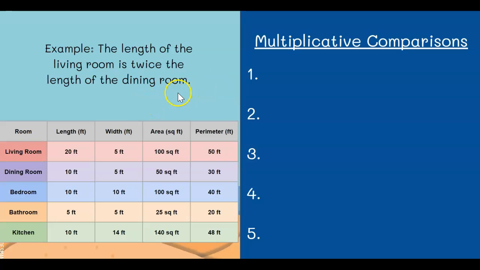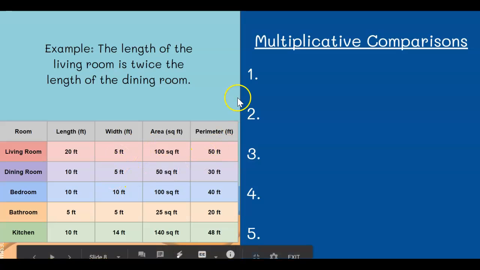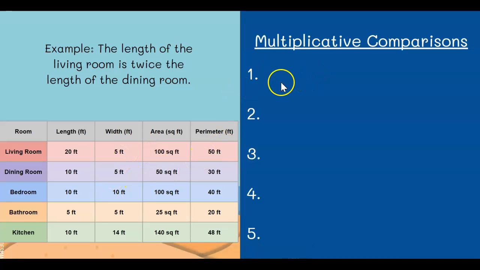So for your independent work, what I want you to do is to go through here and try to find as many multiplicative comparisons as you can, okay? And you're actually going to type them into your slide. Whatever multiplicative comparisons you can find, type them over here. You're going to put them in word form, similar to what I have right here, okay?